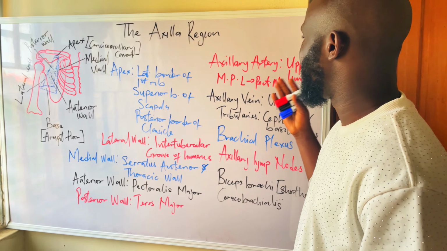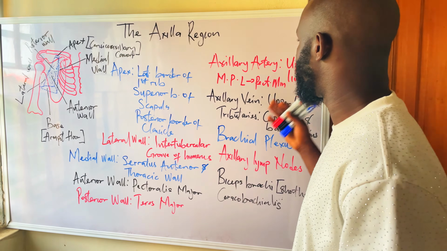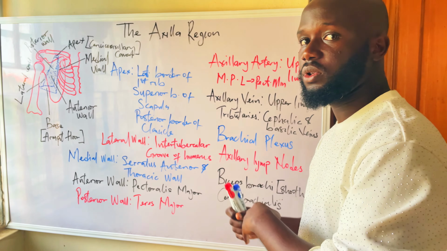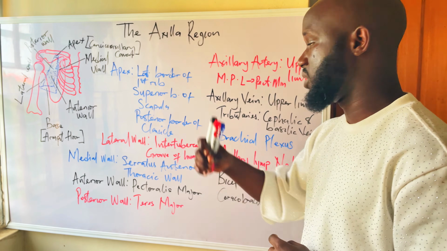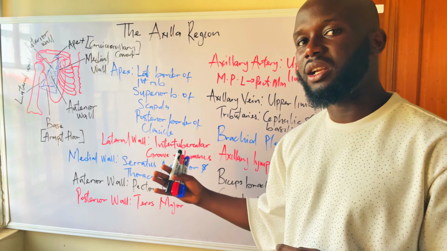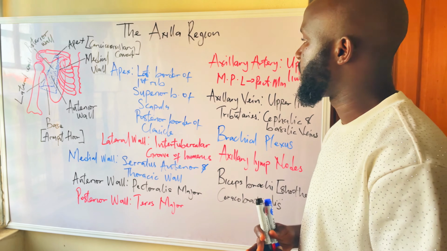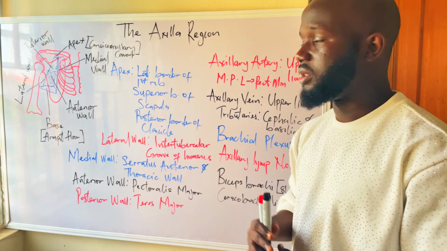The first one is the axillary artery, and the axillary artery is the main artery of the upper limb, divided into three parts by the pectoralis minor muscle. There's one medial to it, there's one posterior to it, then there's one lateral to it, and they give branches 1, 2, 3 respectively. But that will be discussed in another class.